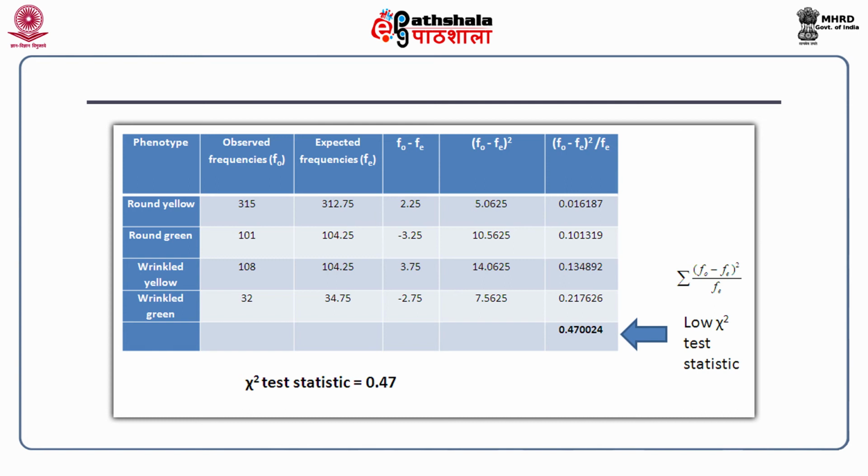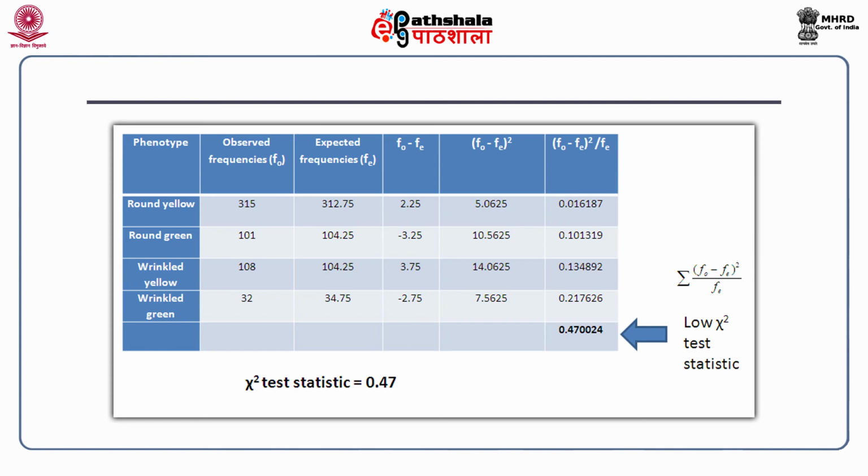So FO, FE, I've told you how to calculate the FE, the second column. The third column is FO minus FE. The fourth column is FO minus FE squared. And the fifth column is FO minus FE whole squared divided by the FE. Finally, you have to sum all those values in your last column to get your final chi-square test statistic, which is 0.470024, which is a very, very low chi-square.